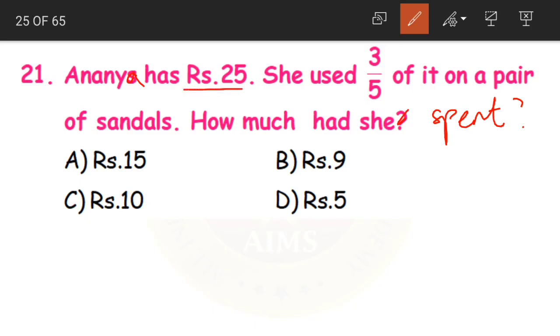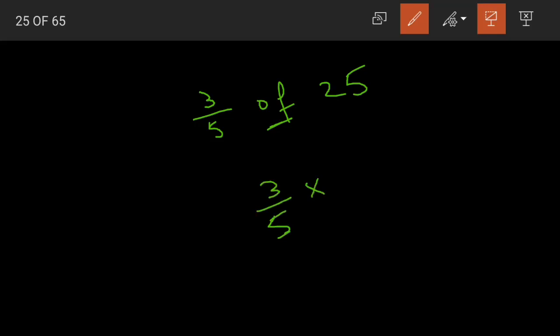Out of the 25 rupees, she has already used 3 by 5. What did she do? She has spent 3 by 5 of 25 rupees. Now if you remember, I said that "of" represents multiplication. So this can be written as 3 by 5 into 25.